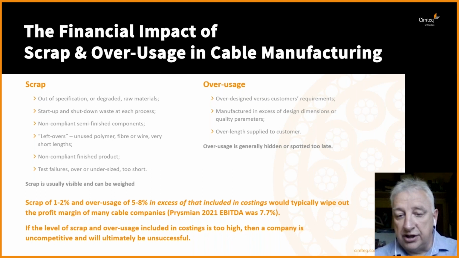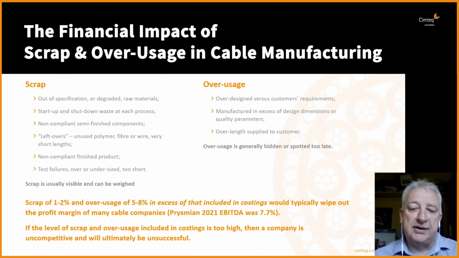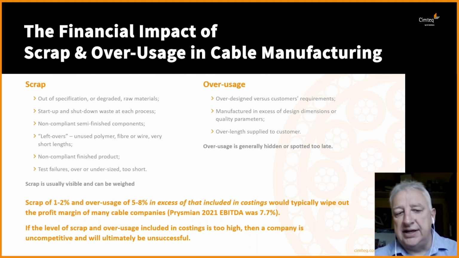That goes up for commodity cables by a few percentage points, and for specialty cables it might be a little bit less, but still a significant amount. So we're talking about a big cost, and small changes in our scrap and in our overusage of materials, say 1 to 2% on scrap or 5 to 8% on overusage, over and above that which we would expect to see in our costings, would wipe out our profit.